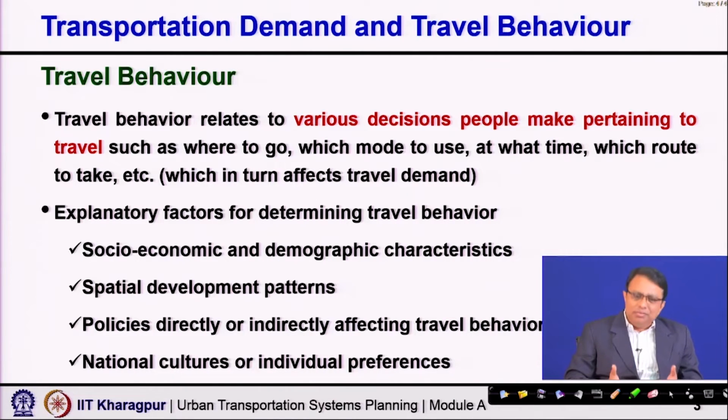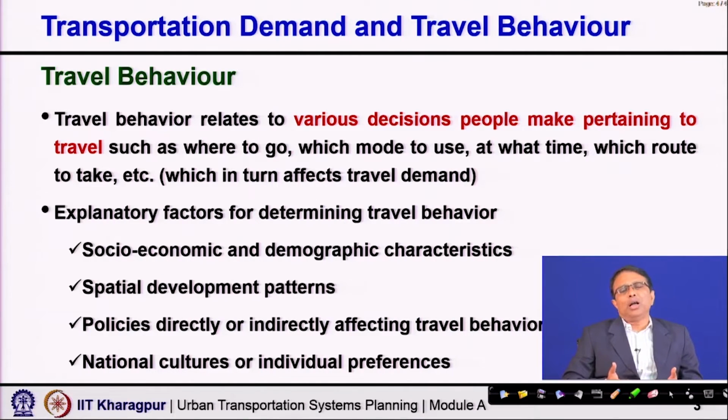Now, there are certain factors which influence the travel behavior. For example, socioeconomic and demographic characteristics: income of people, the gender, the household structure, right. So many other things, how the whole area is getting developed, what are the other demographic characteristics. Then what is the spatial development pattern? I mean, the decision also depends on the pattern.